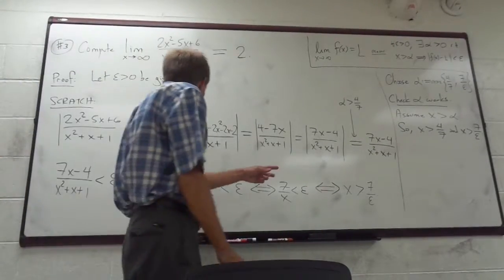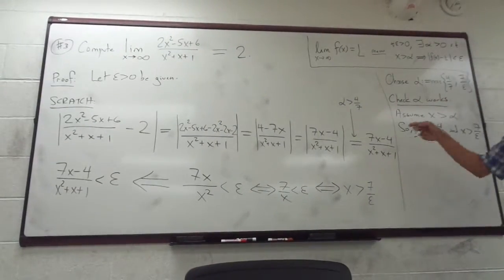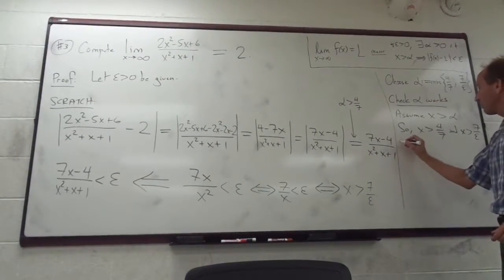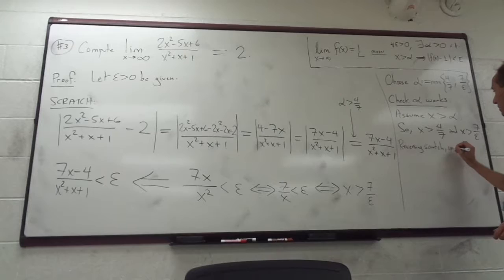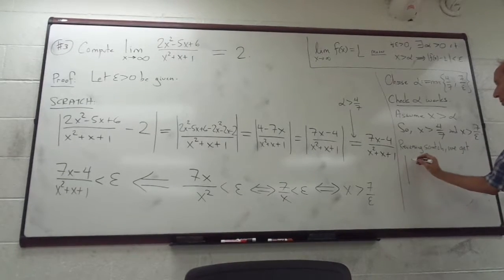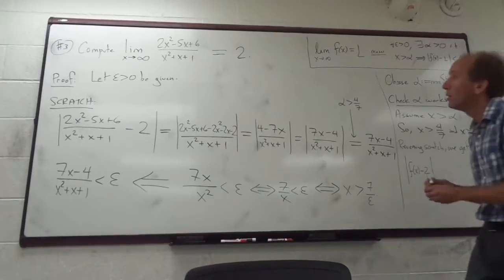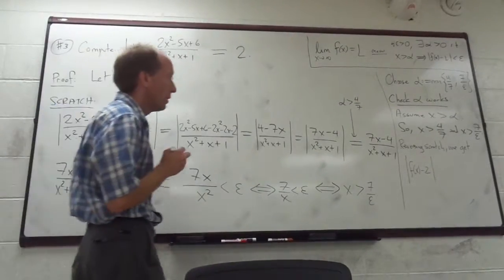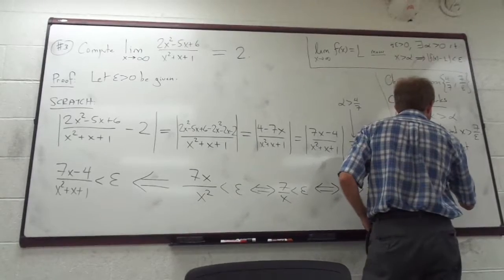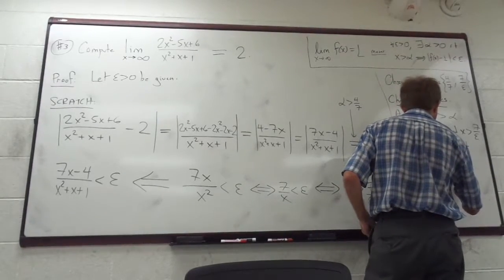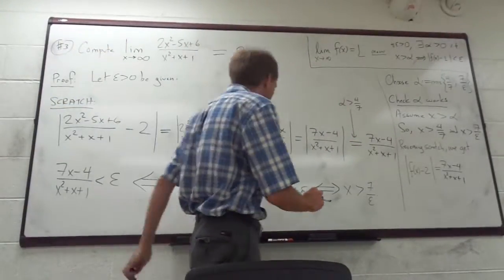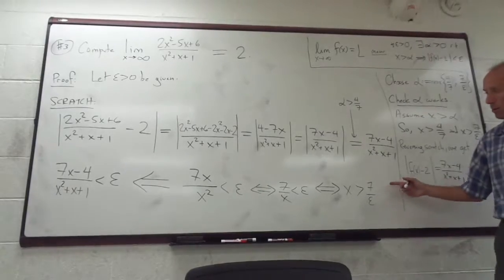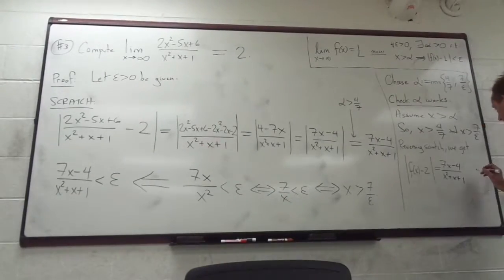Okay, so now we basically work backwards through our scratch work, reversing scratch. We get absolute value of f of x minus 2. So this is f of x minus 2, which is equal to 7x minus 4 over x squared plus x plus 1. In other words, I'm just ramming all of these equal signs into one conclusion. And now, because x is greater than 7 over epsilon, working this way, this is less than epsilon. And that's the end of the proof.